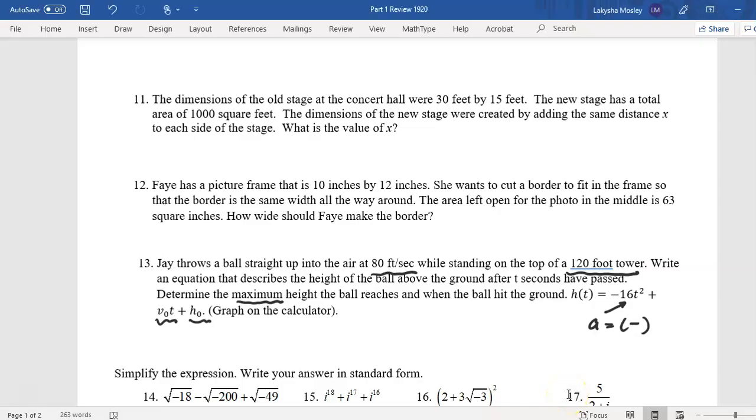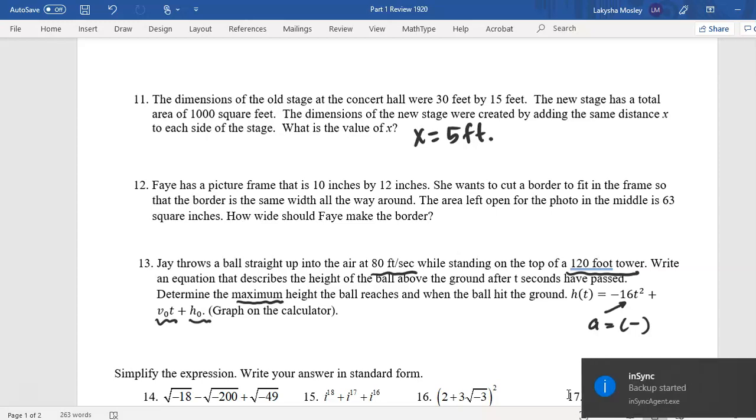Yeah. So this one right here, x is equal to 5 feet. All right. Number 12 says Faye has a picture frame. And so when you hear picture frame, you've got to think this is the total amount of dimensions or area that she has. So she has 10 inches by 12 inches is this total picture frame.